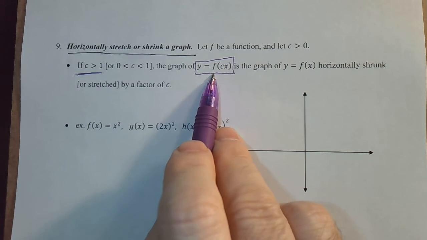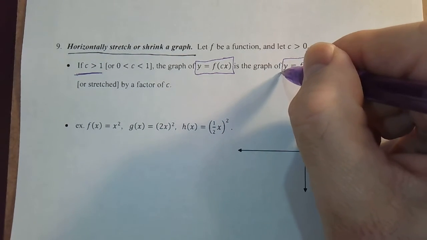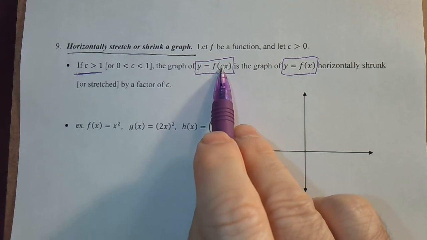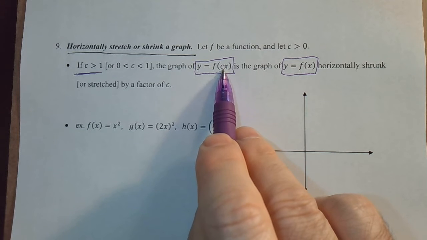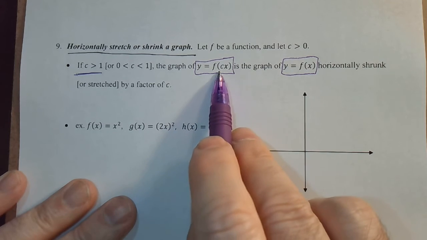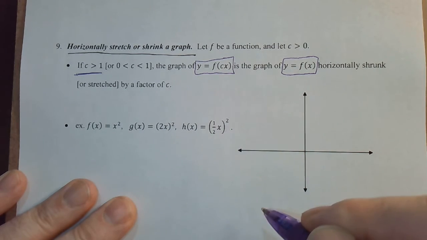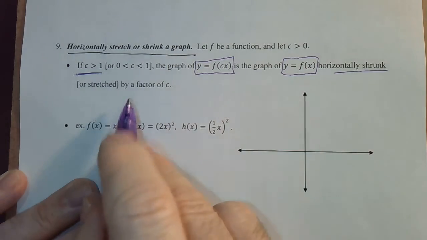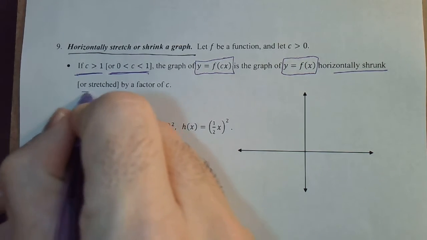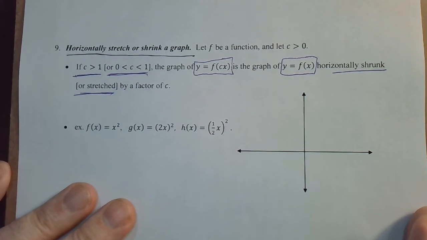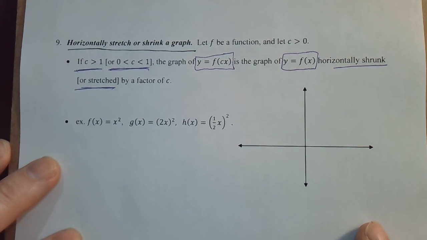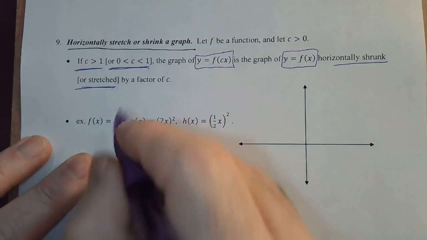how does this graph compare to this graph? If we know what this graph looks like, when you multiply x by c, it's going to be probably the opposite of what you expect. That is going to horizontally shrink it. And if c is between 0 and 1, a fraction, it's going to stretch it. So it seems the opposite of what it should, but it does make sense if you plug the numbers in, you can see. So we know what the graph of f of x squared looks like.